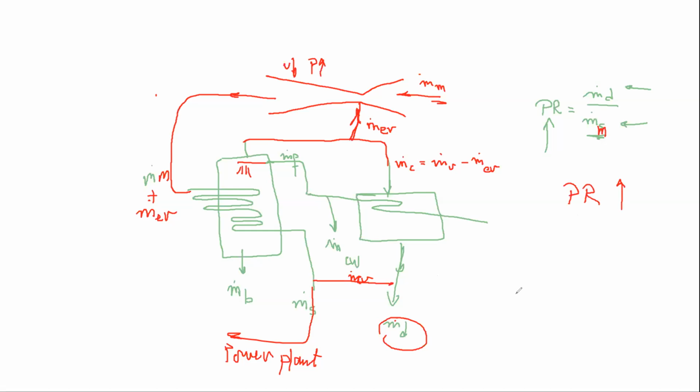How much did it increase? You will find that next time. Today we have done a problem where the PR is 0.95. You will see by doing this, the PR is going to jump to a value of 1.5. So this is a significant improvement to the system that has occurred by just adding one device, which is that thermocompressor. We also call it an ejector. And this is what we are going to discuss in detail next time, inshallah.